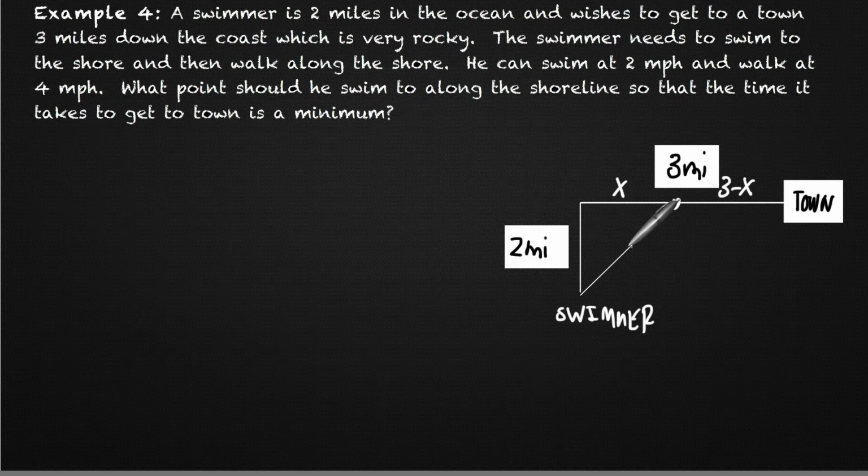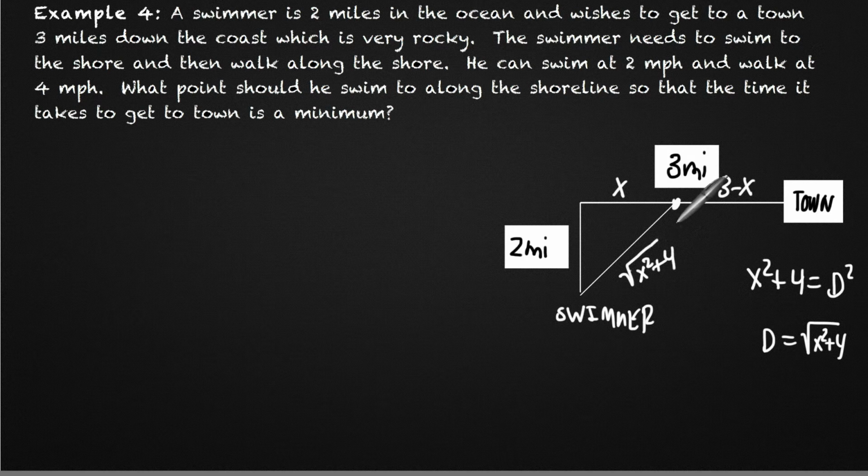Now, the distance that he'll have to swim, we can get by using the Pythagorean theorem. So let's go ahead and do that. x squared plus 2 squared, which is 4, is equal to the distance squared. So the distance is equal to the square root of x squared plus 4. So I'm going to go ahead and put that right there: square root of x squared plus 4.